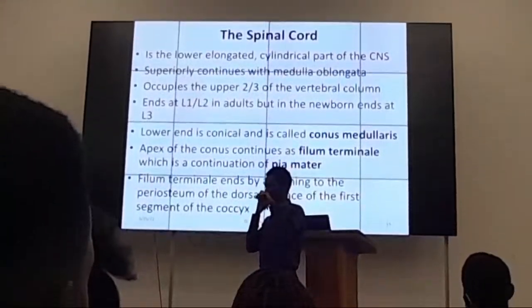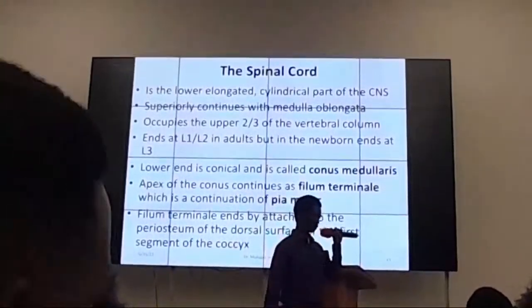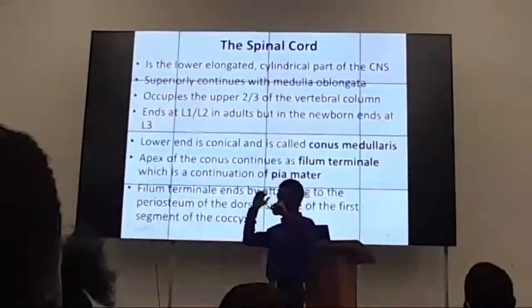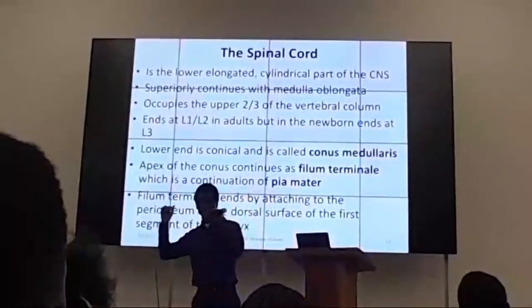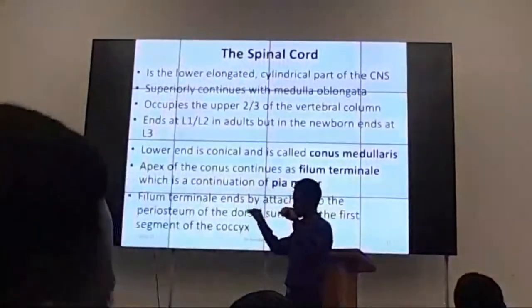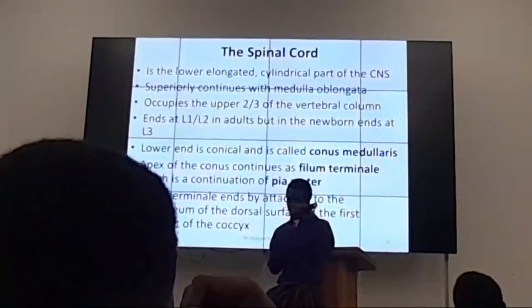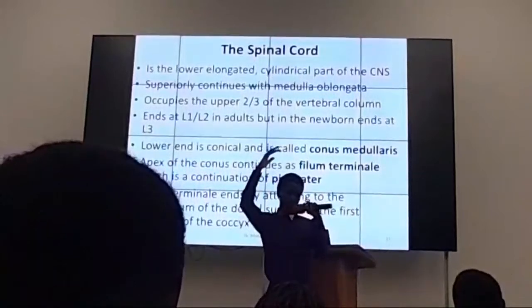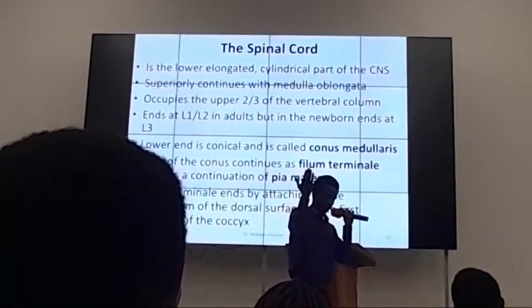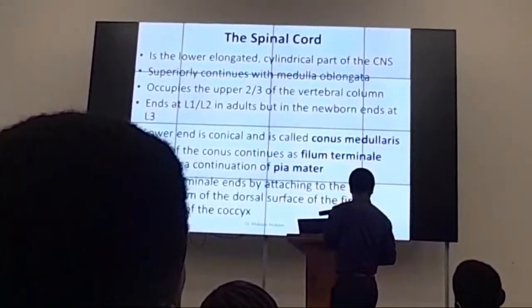So L3. In the newborn, the spinal cord terminates at L3 level, whereas in an adult, it's higher up at the disc between L1 and L2 vertebrae. So we can see that in the newborn it's lower down, in the adult it's higher. It means that this is a child who has grown into an adult, and so the vertebral column has further accelerated in growth, leaving the spinal cord behind.